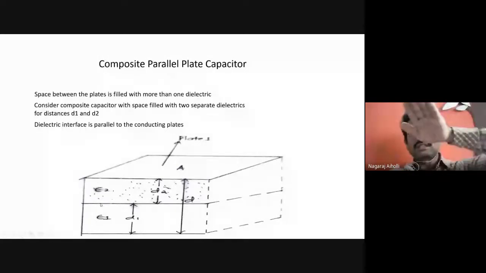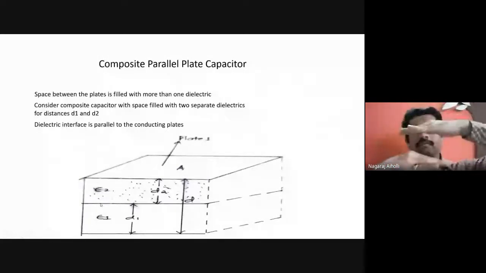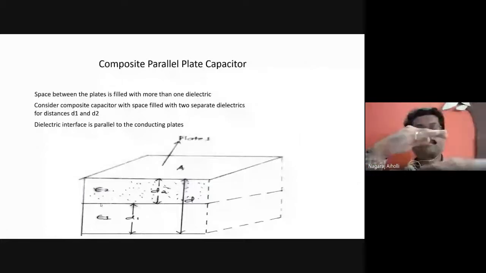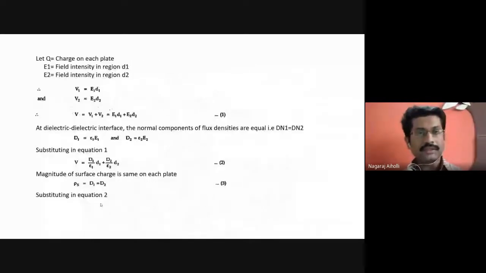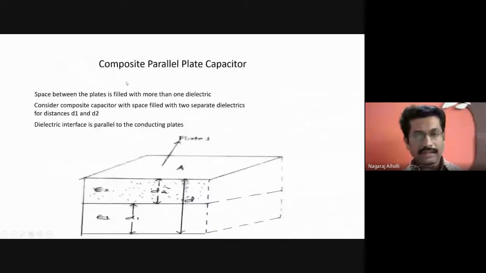The upper one is plate 1, the bottom one is plate 2, and in between is the boundary between the two dielectrics. Let Q be the charge on each plate. E1 is the field intensity in region d1, and let E2 be the field intensity in region d2. Q is the charge on each of the plates. E1 is the electric field intensity in medium 1. E2 is the electric field intensity in dielectric medium 2.